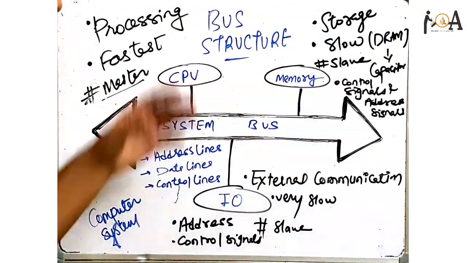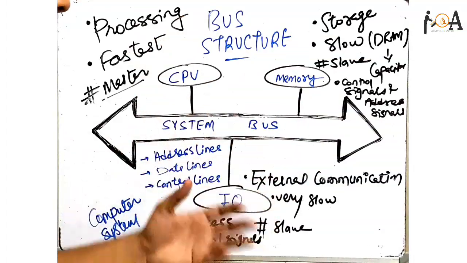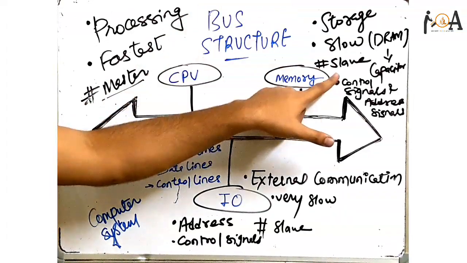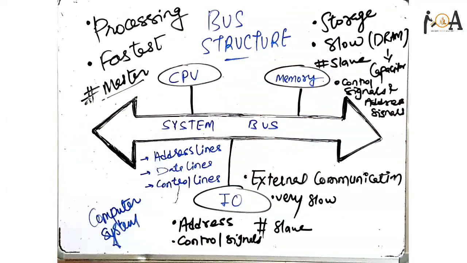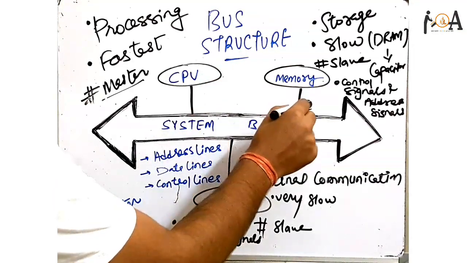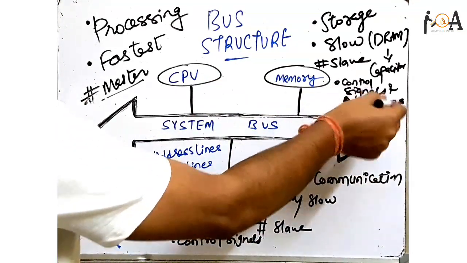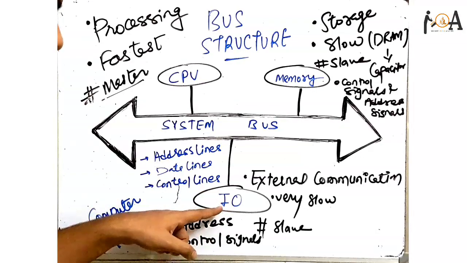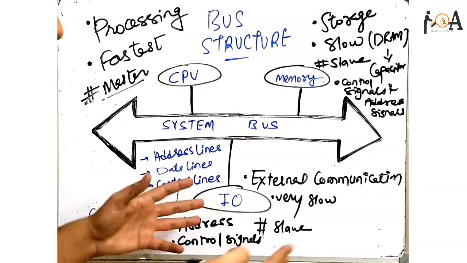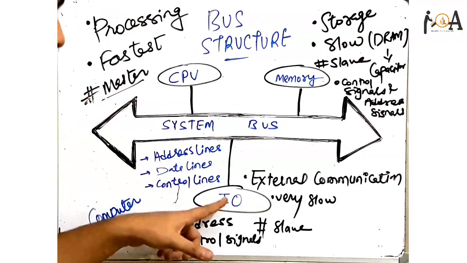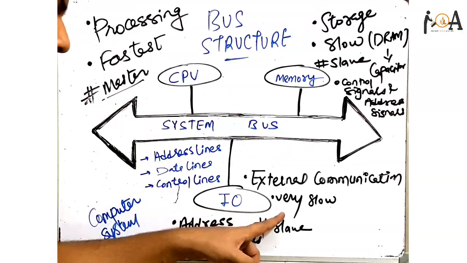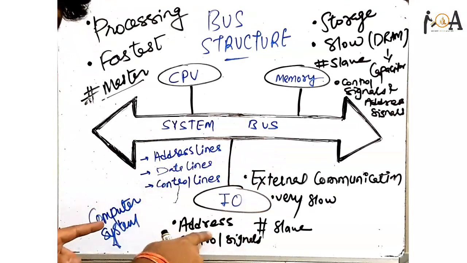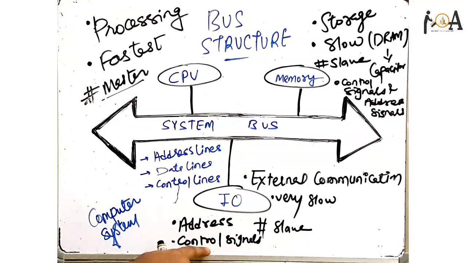Then you can see memory. Memory is a storage unit. It may be RAM, ROM, permanent memory, secondary memory, primary memory. But it is slower than the CPU, and it is a slave machine. It generally observes control signals and address signals. We will see what that is. Then input-output or peripheral devices are used generally for external communication, like your Wi-Fi router, your printer. They are also very slow in nature, and usually they are also placed as slave devices. They also have address and control signals here.